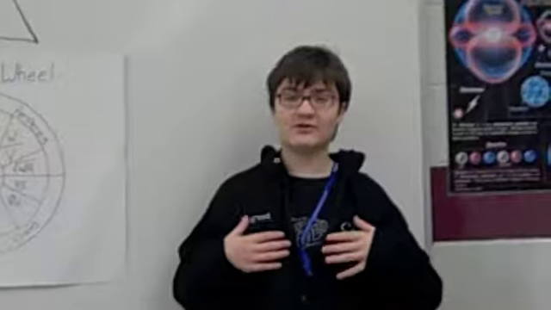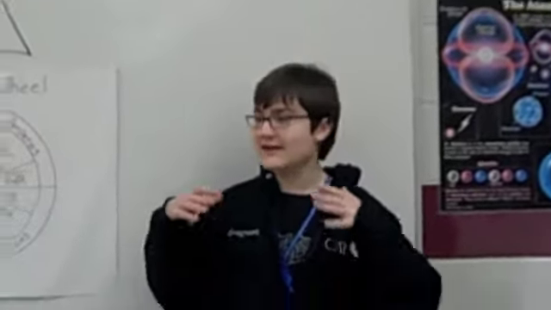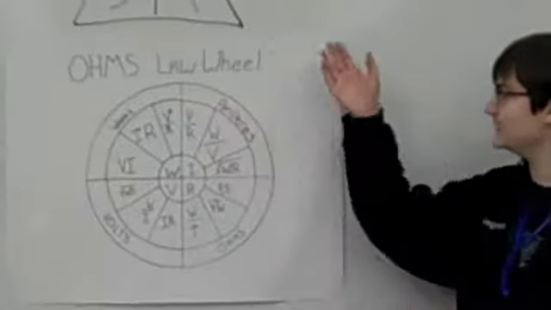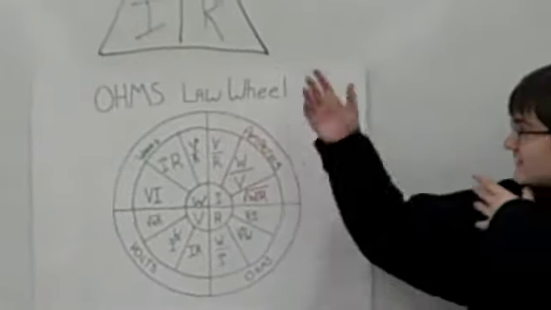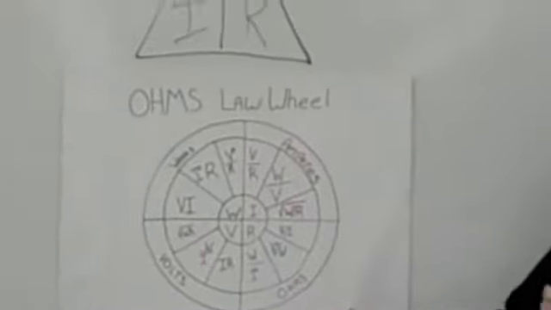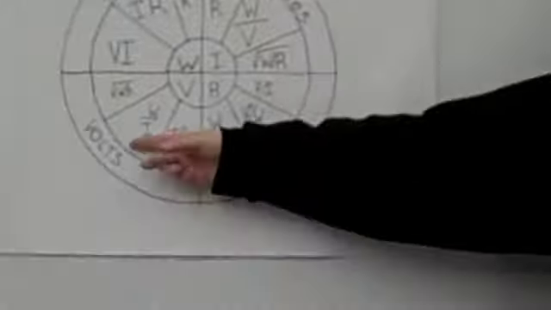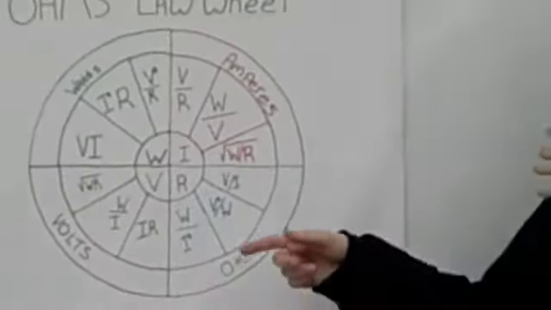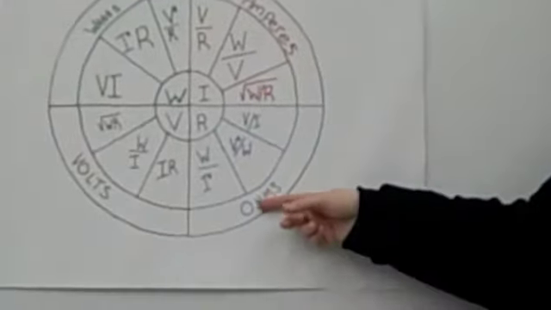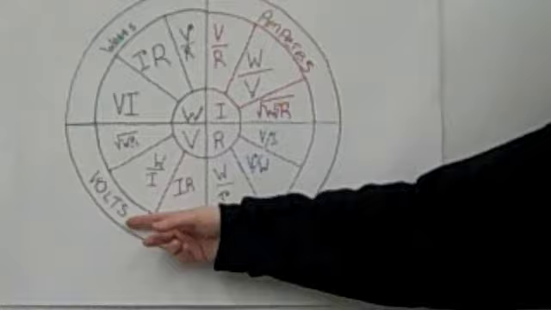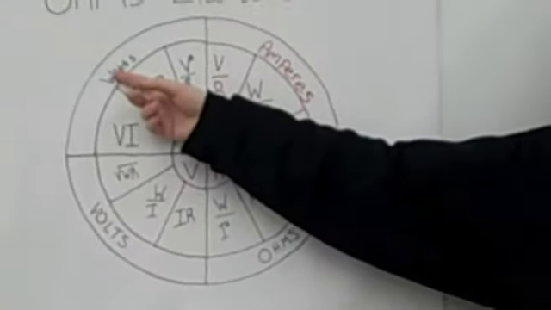My name is August Hasenroth. I'm in electronics, and how math relates to our shop is Ohm's Law. Alright, this is the Ohm's Law wheel. It measures watts, amps, ohms, and volts. Amps is current, ohms is resistance, volts is like the power source, and watts is power.